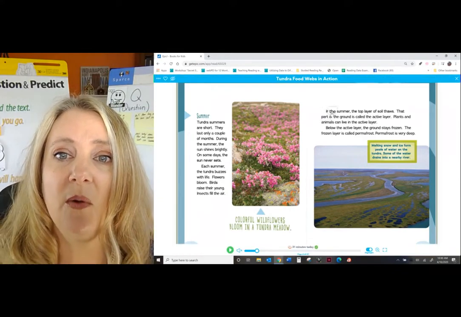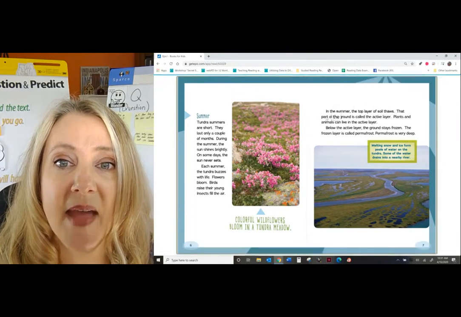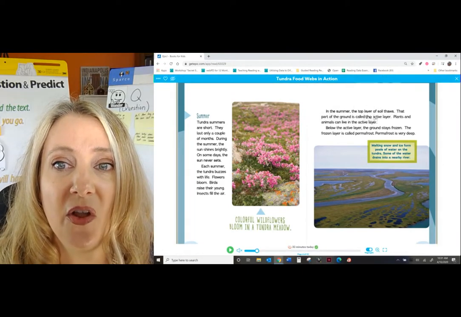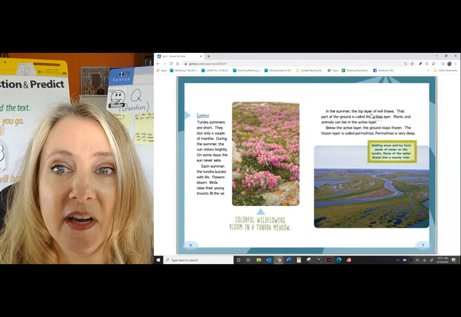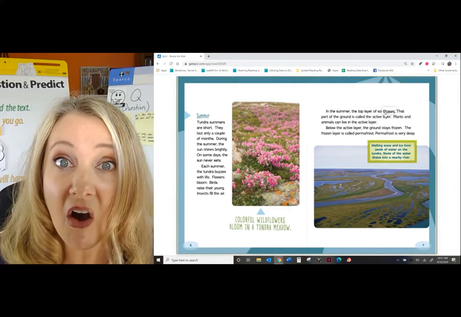That part of the ground. Okay, in the summer, the top layer of soil thaws. That part of the ground is called the active layer. The top layer of soil that thaws.